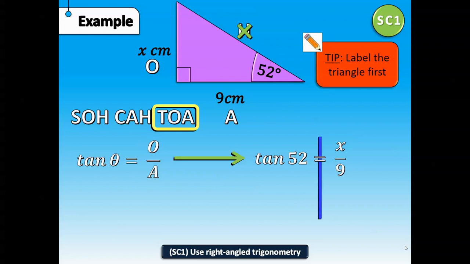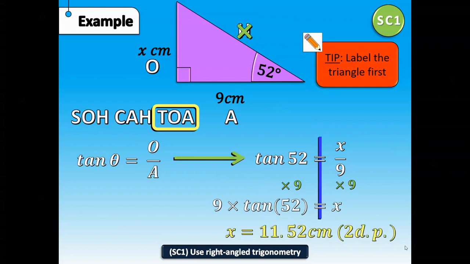And now I can solve that equation. I can get rid of the divided by 9 by timesing both sides by 9. So x equals 9 times tan 52. So x is 11.52 centimeters.